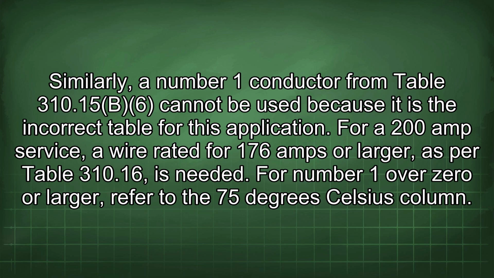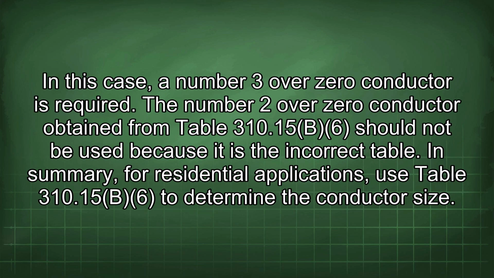For a 200 amp service, a wire rated for 176 amps or larger, as per Table 310.16, is needed. For number 1/0 or larger, refer to the 75 degrees Celsius column. In this case, a number 3/0 conductor is required. The number 2/0 conductor obtained from Table 310.15(B)(6) should not be used because it is the incorrect table.